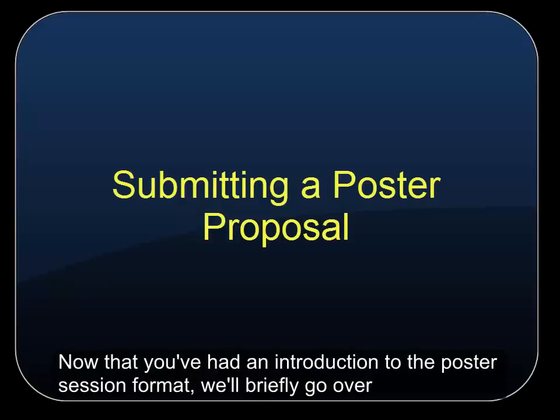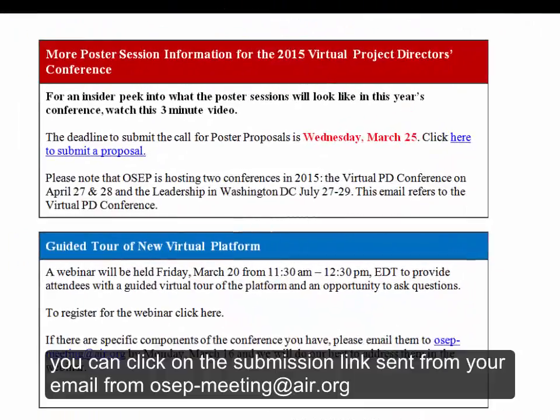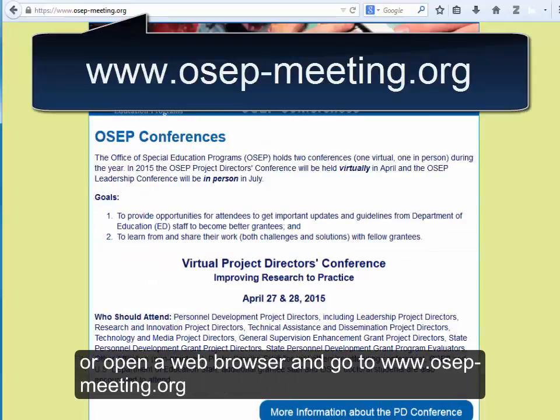Now that you've had an introduction to the poster session format, we'll briefly go over how to submit a poster proposal for the 2015 Virtual Project Directors Conference. You can click on the submission link sent in your email from osep-meeting@air.org, or open a web browser and go to www.osep-meeting.org, and then click More Information about the PD Conference.